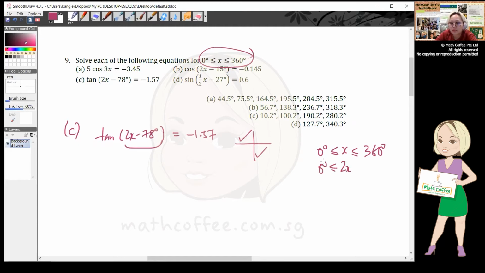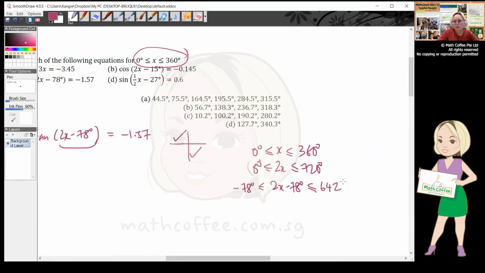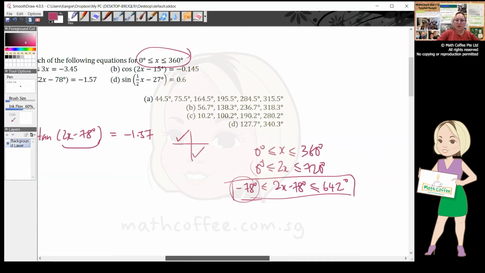So times 2, I will get 0 and then 720 degrees. Then I will have 2x minus 78. So 0 minus 78, so it's negative 78 degree. And this one, I need calculator. So 720 minus 78, it will be 642 degree. So you see your working range got negative 78. Just now the previous question, you can see that my working range always starts from 0, and that's why I never go minus 360 degree. But when your working range has minus 78, you might need to minus 360. So later we will see whether we need to.